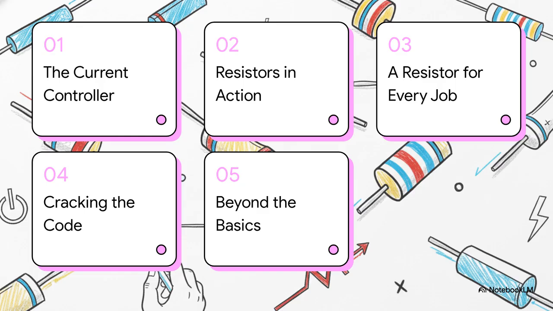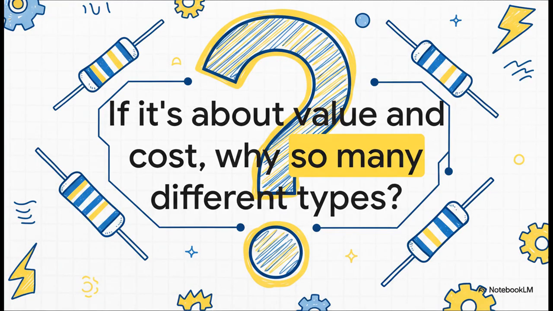We're going to start with the absolute fundamentals. Then we'll see what resistors actually do inside a circuit. We'll explore all the different types, learn how to crack that color code, and finally, we'll get into the pro-level stuff, the specs that make all the difference. So this is it. This is the central mystery we're going to solve today. It's what separates just knowing about electronics from really understanding electronic design. And by the end of this, you are going to have the answer.